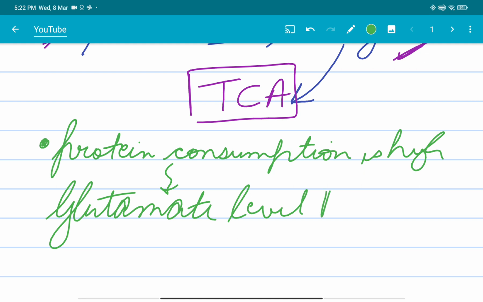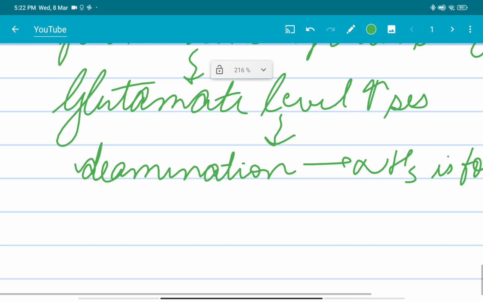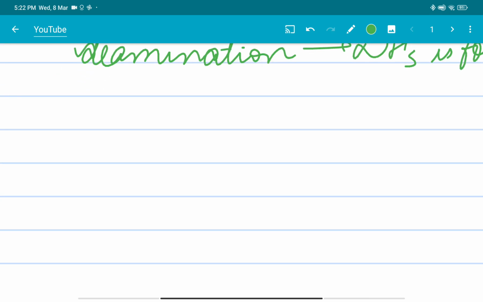Glutamate level increases and hence it will undergo deamination in order to maintain the equilibrium, and hence ammonia will be formed. Fine. Then, so we have read about one enzyme, that is glutamate dehydrogenase. Now let us read about amino acid oxidases.